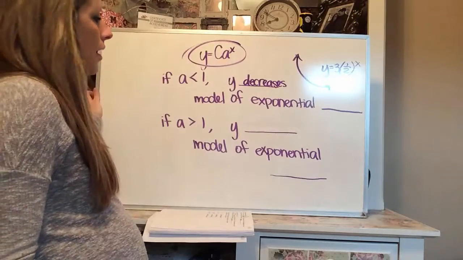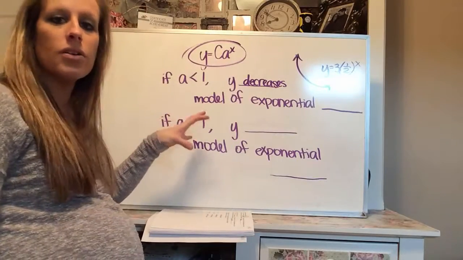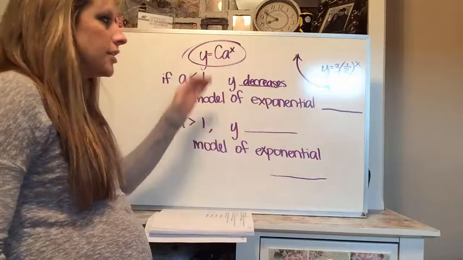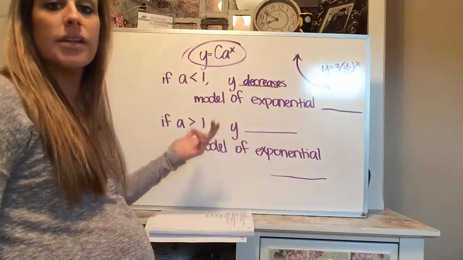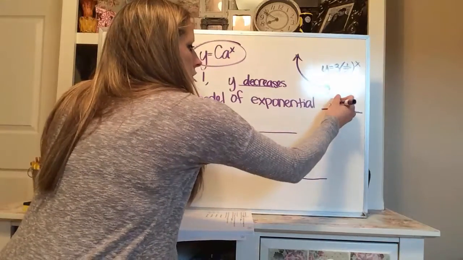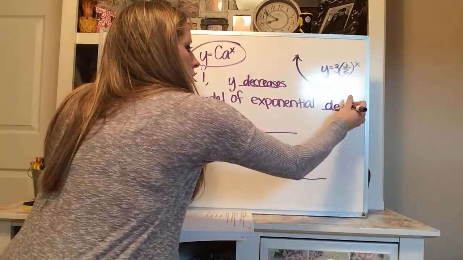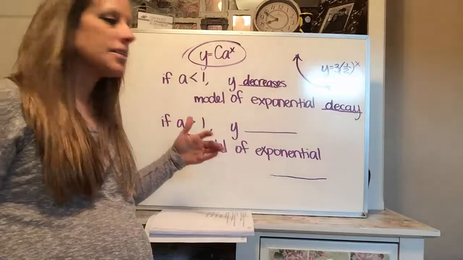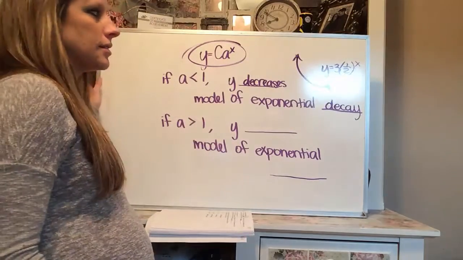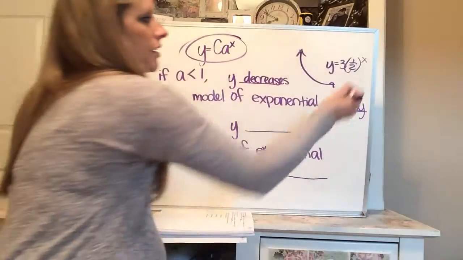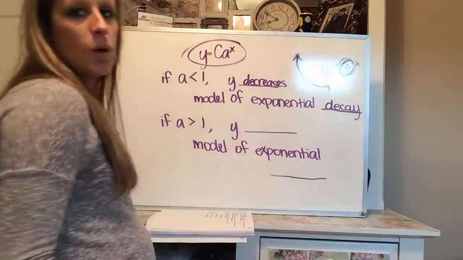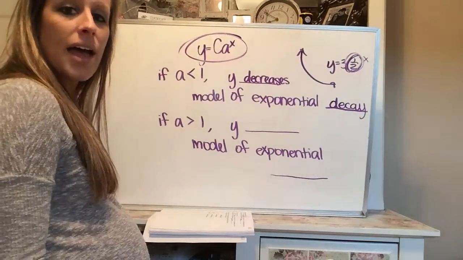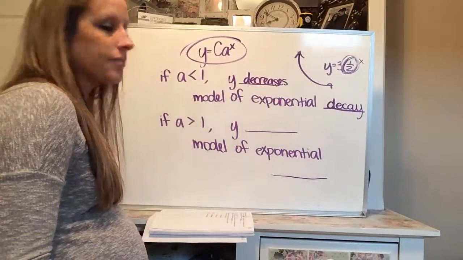And it's going to be a model of exponential decay. So if my y is decreasing, it's called exponential decay. That means anytime you have a base, like the very first one we did, that was less than 1, it's going to be exponential decay.